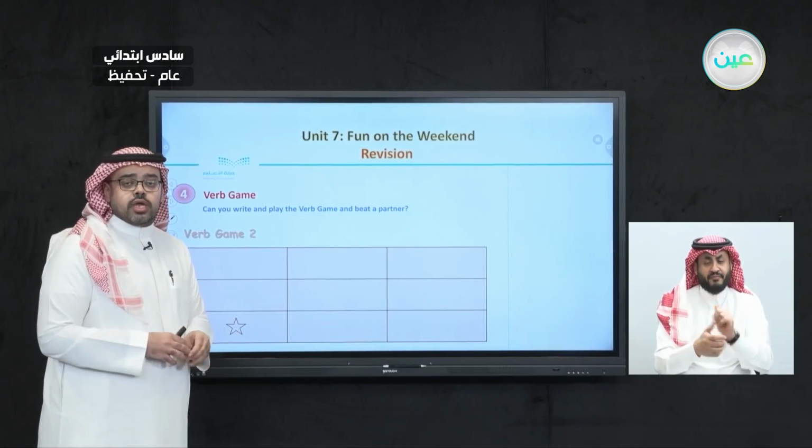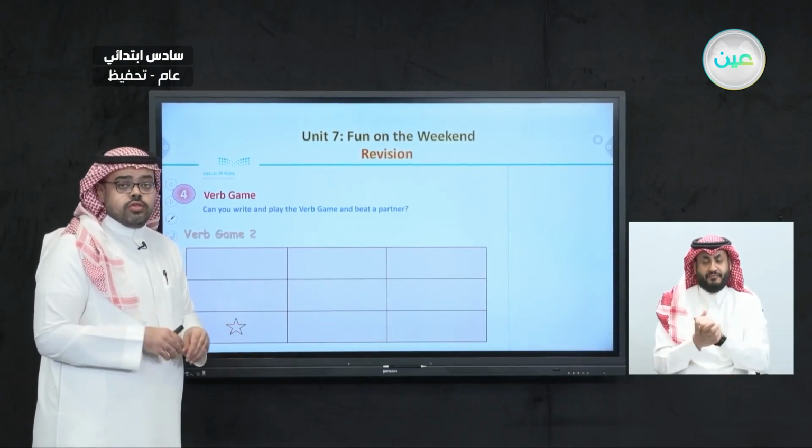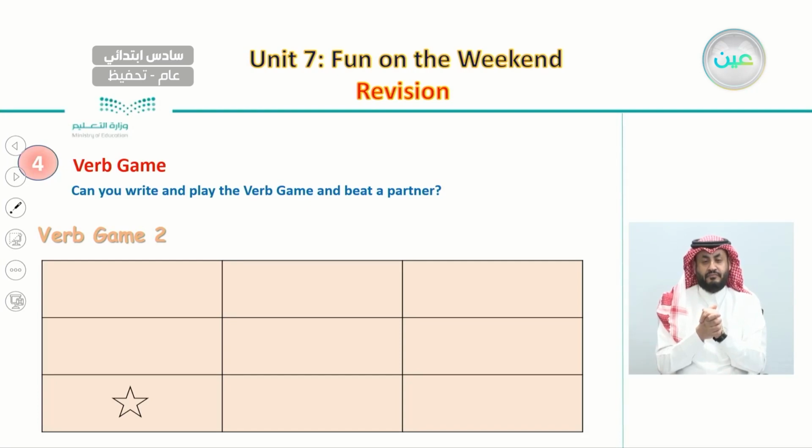Let's just make a quick practice on this one. Here at this table, as you can see in your books, you will see a table like this with a star at the corner. What you're going to do now is hear sentences and try to remember or write down the verbs that you hear. So let's start with the first sentence.